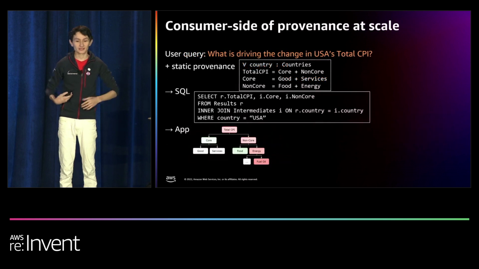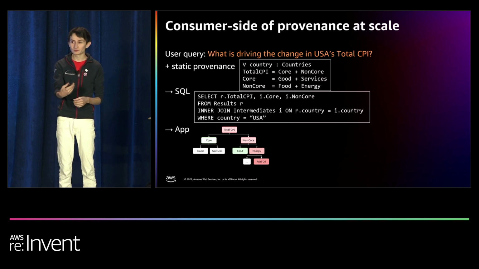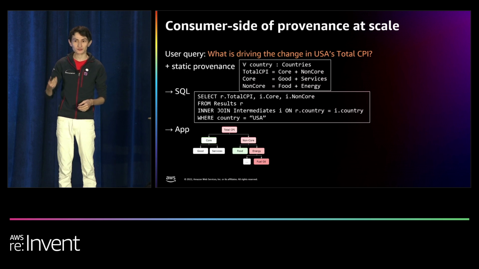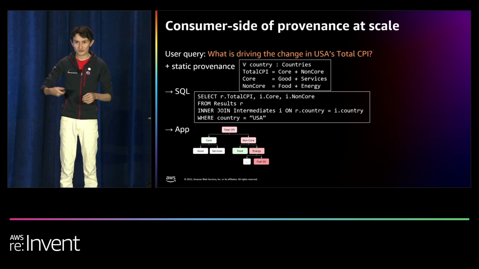So we hypothesize, all right, let's say we take that static provenance and the question the user gave, like what is driving USA's total CPI, and combine that into a SQL query. That's a very simple model of abstraction. There are a whole bunch of query engines that exist that we can try to tackle this problem with to get snappy performance. And you could use the results of the SQL query to provide essentially those traces that were previously exploded out.